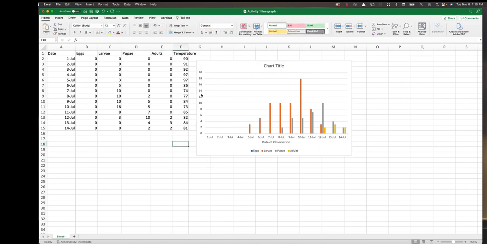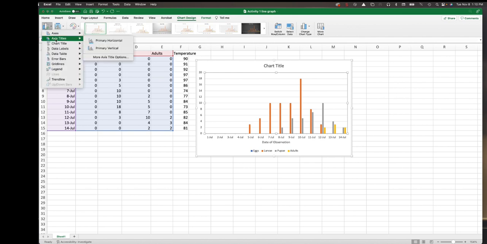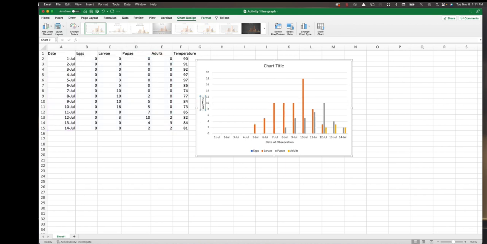What about the vertical axis? At this point, would the person across the room from you know what 0 to 20 means? Probably not. So let's again make sure the chart is active. Click on Add Chart Element, Axis Titles, and this is the primary vertical. And that would be the number of.